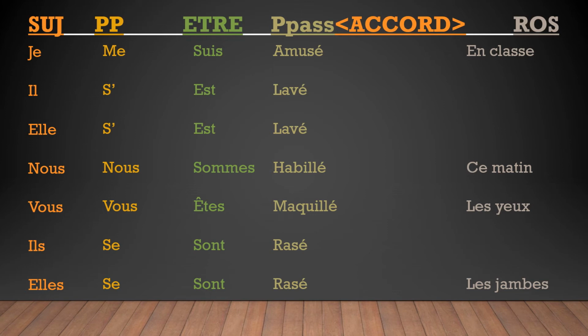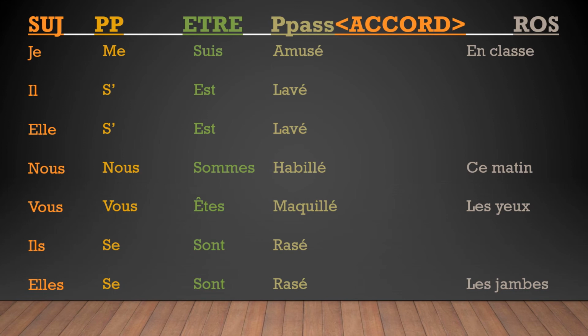Il s'est lavé. Which one was the direct object? Is it the se or is it the ROS? Well, there is no ROS, so we automatically know it's se. So it does need agreement, but since it's singular masculine, the agreement is adding nothing. So il s'est lavé is done.